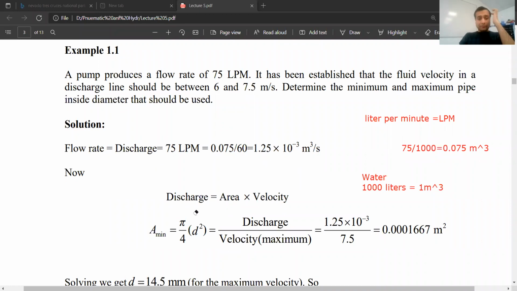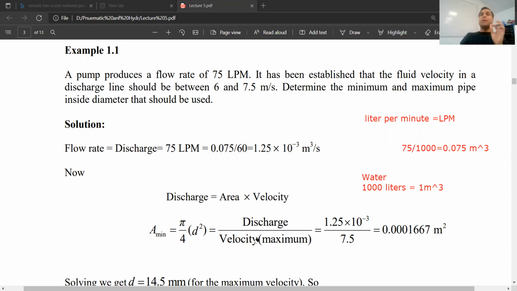Now we have a formula. Discharge or flow rate, according to the continuity equation, is area times velocity. We do not have the area. We do have the velocity, which is between 6 and 7.5. So I can rearrange the equation to find the area. Area is going to be discharge divided by the velocity.